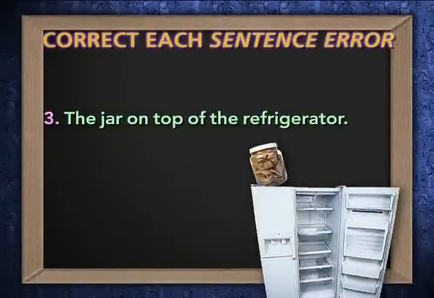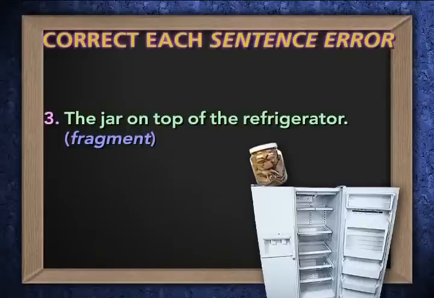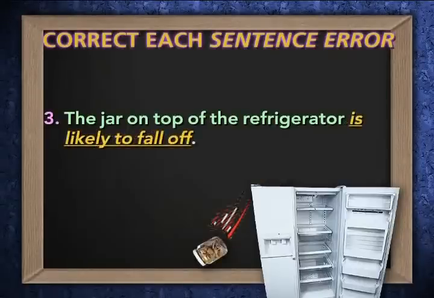Number 3, the jar on top of the refrigerator. Well, what about the jar on top of the refrigerator? I'm missing something that happens to that jar. I have my subject, the jar, but I have no predicate. So I've got to add a predicate to take this fragment and make it into an independent clause, a complete sentence. The jar on top of the refrigerator is likely to fall off. I'll use my verb is, and I'll complete my thought. Now it's an independent clause.